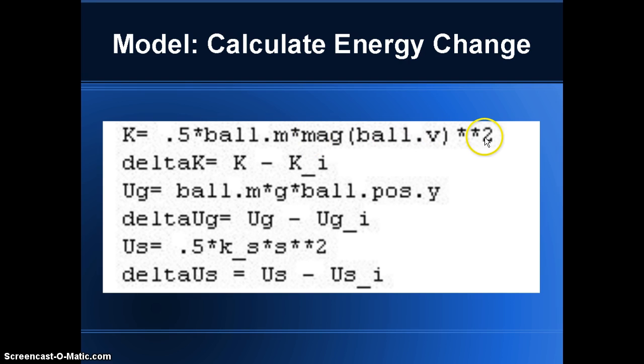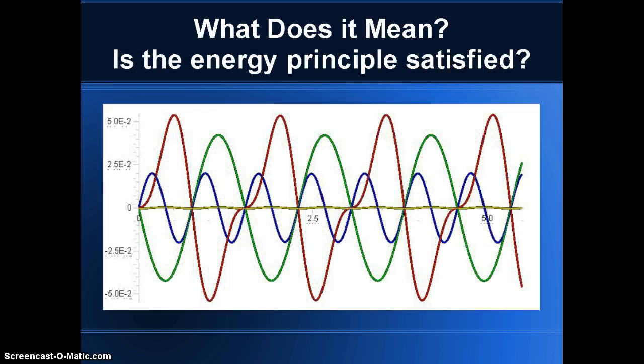Here we have K, the equation we saw before, and delta K. As we all know, the change in something is the final minus the initial. So this is finding the change in K, the change in UG, and the change in US. Finally, what does it mean? Is the energy principle satisfied? Now, as you can see, there's a whole lot of colors here. The important one is this. This yellow line is the change in energy, delta E, which should be equal to 0, and as you can see, it maintains along 0 the whole time.